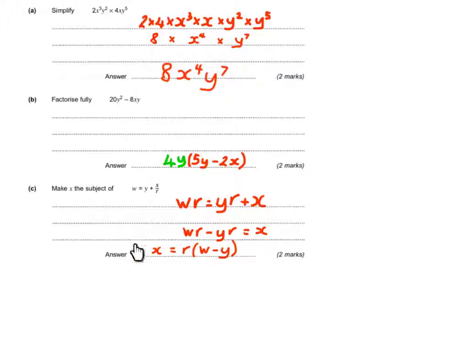So that on its own is good enough as the answer, x equals wr minus yr, but I've decided to factorize it because I've noticed that there's an r in both of those, so I've factorized it as r times (w minus y).